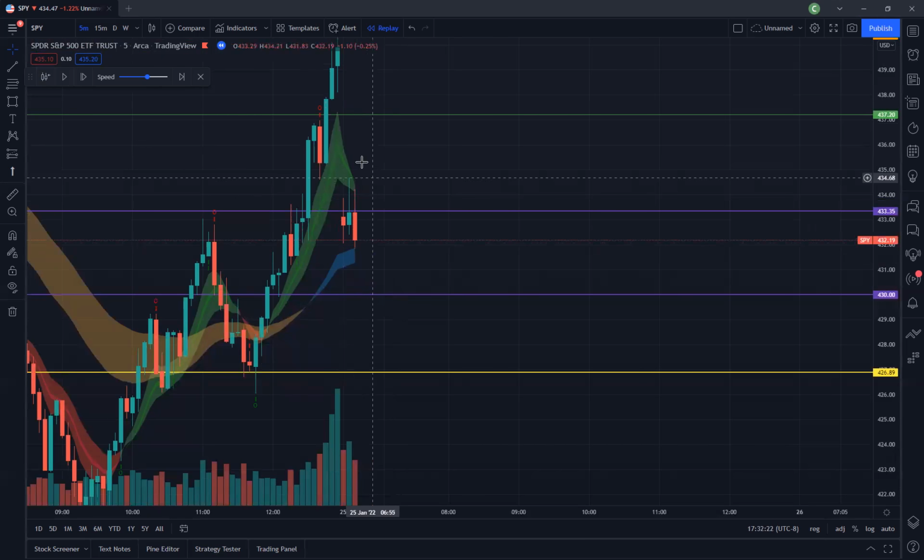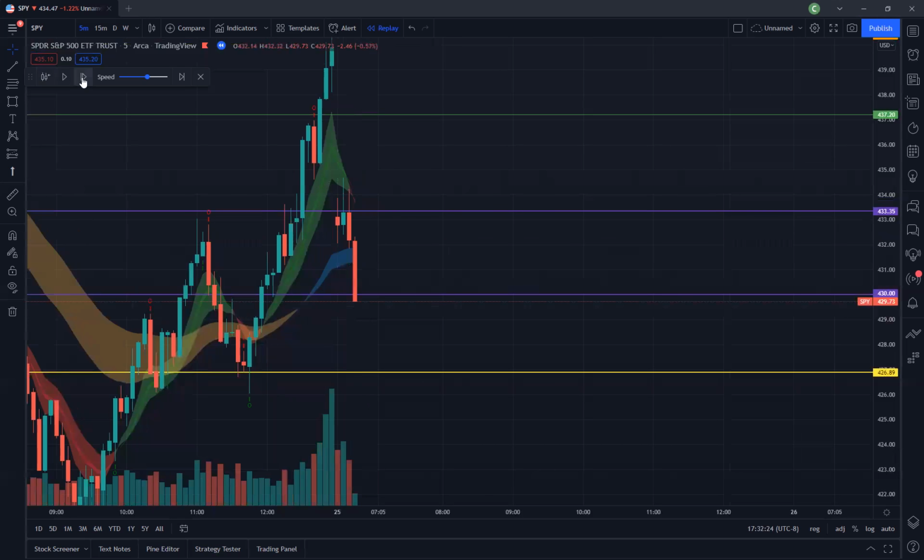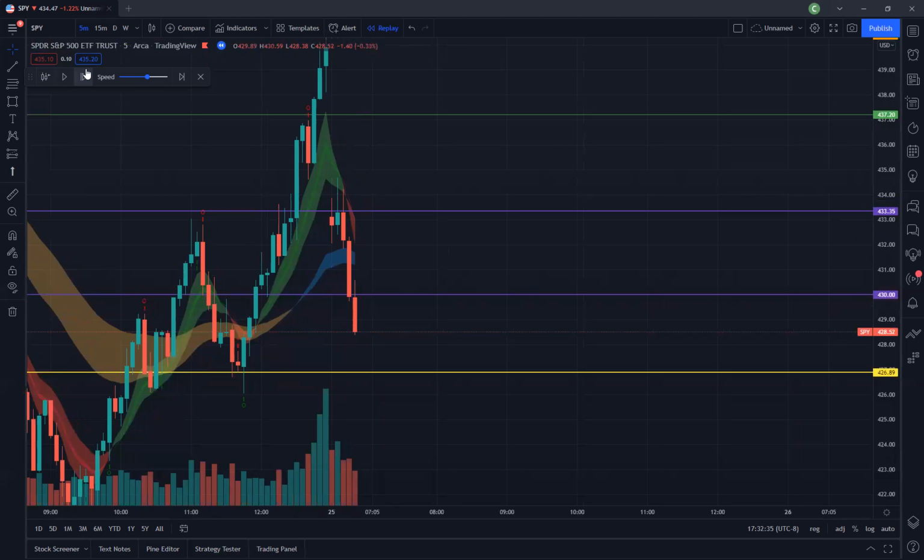Hey, we couldn't close above. Let's reject it. EMA cloud looks like it's about to flip, right? And then boom, huge candle actually below this key level now. So we're like, okay, how low can we go? Keep falling. So you could have played this. This would have been a great play. EMA cloud flip, reject this level.